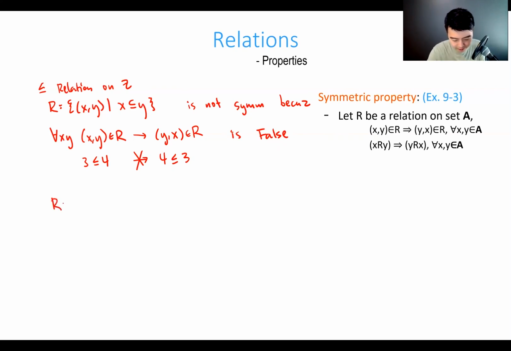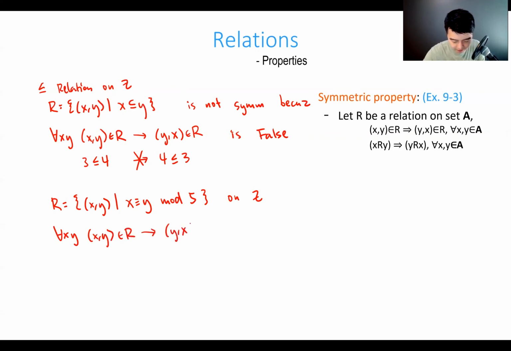Let's go back to our relation on Z. So R is this relation, xy such that x is congruent to y mod 5. And let's say this is on Z. Okay, so is this one symmetric? So again, let's go back to our definition. I know it's a little tedious to write it out like this, but I'm going to keep writing it in this way. So is it true that every xy in R implies that yx is in R? So is it true that for every xy, x congruent to y mod 5 implies that y is congruent to x mod 5?